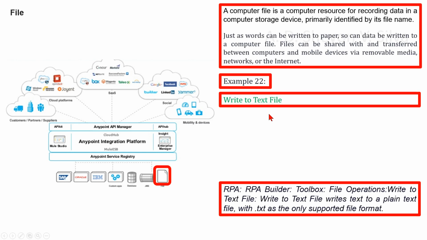Now we are considering Write to a text file in the File operations in the toolbox in RPA Build. Write to a text file writes to a plain text file, with .txt as the only supported file format. You can specify whether you want to write to the text file, overwrite existing text in a file, or create a new file.